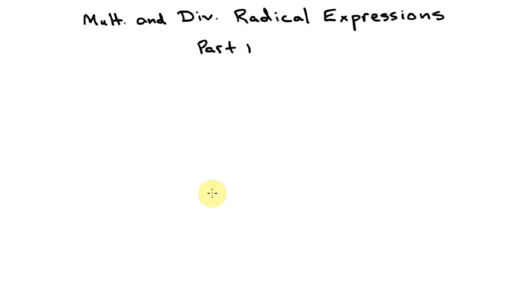All right, welcome to Multiplying and Dividing Radical Expressions, Part 1. Now what we're going to be doing here, and start off with a little example, is we're going to try and multiply these things together. So in my first example I got 2 root 6, and I multiply that by 5 root 3, and I'll show you how we would deal with that.